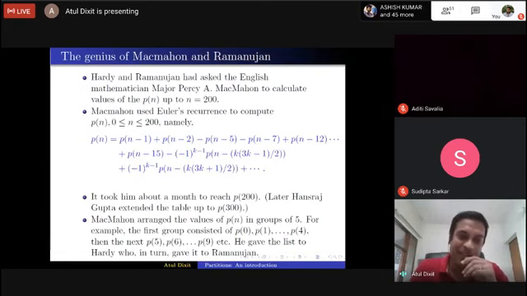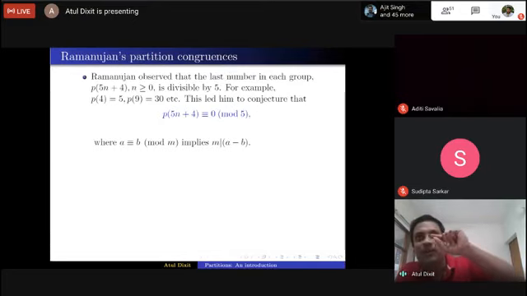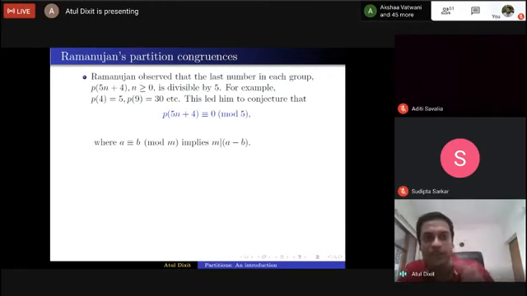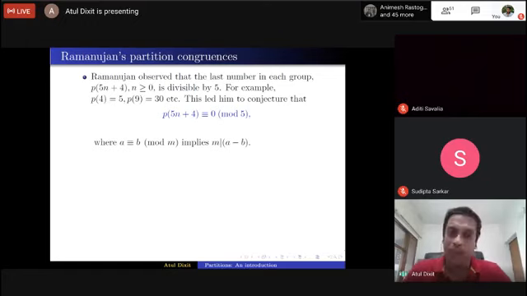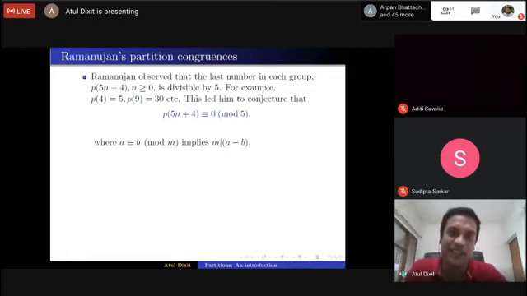But neither McMahon nor Hardy noticed what Ramanujan found. Ramanujan just looked at the number above that line that McMahon wrote after groups of 5. So that number is of the form 5n plus 4. What Ramanujan found was P of 4 is 5, P of 9 is 30. And in general, he found that P of 5n plus 4 is always divisible by 5. I mean, at least up to n equal to 200, he saw that this is what is observed. So that led him to conjecture that P of 5n plus 4 is always congruent to 0 mod 5.